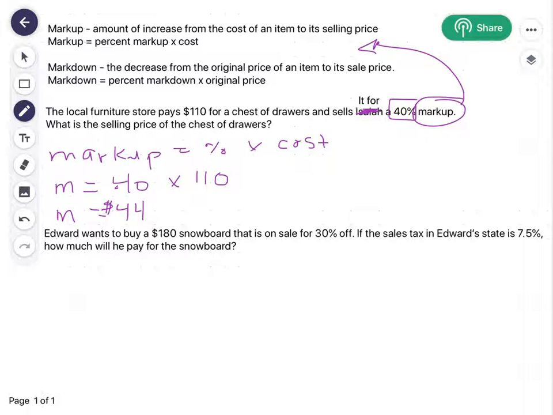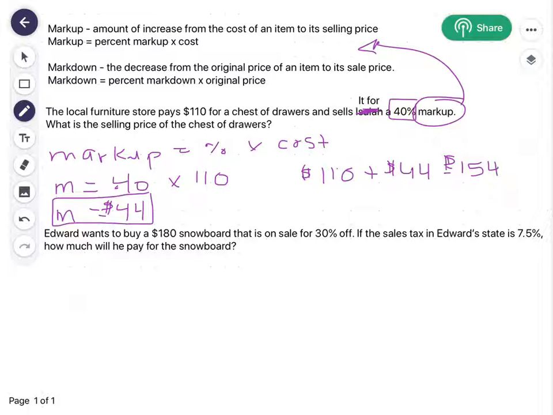Okay, so they're going to add $44 to the price of the chest of drawers when they put it in their store. So if it was $110 and they're marking it up $44, they're going to sell it at their furniture store for $154. They're going to sell it to us for $154. So we use the equation to find out what the change in price is going to be, and then we have to add it back to the original price, or subtract it if it's a markdown. So we're going to add it back to that 110, which was the original price, so we get $154.